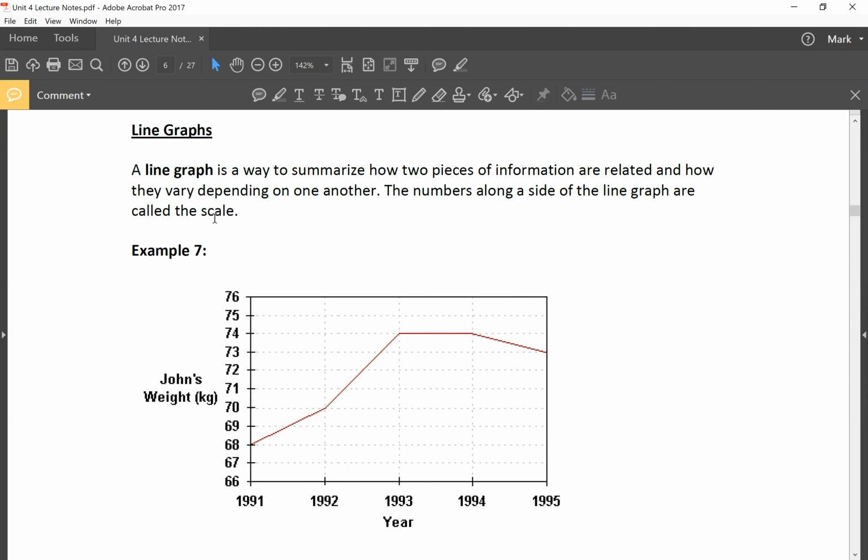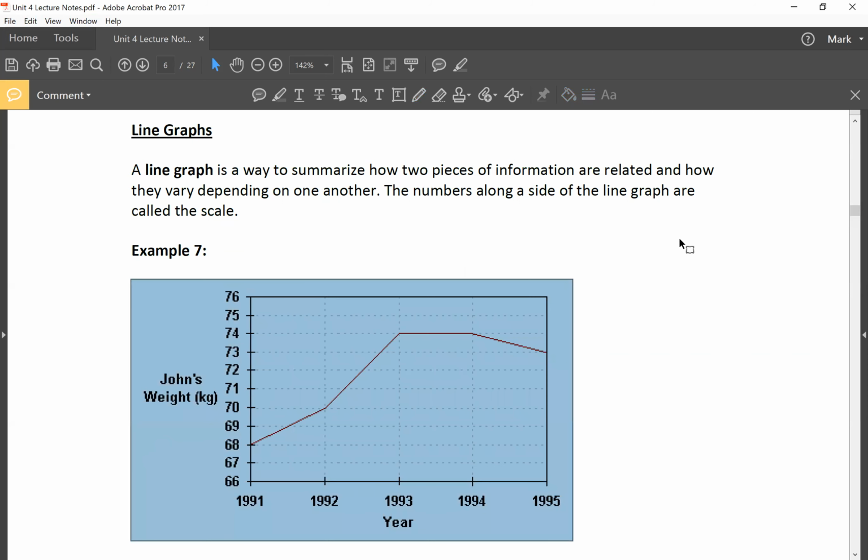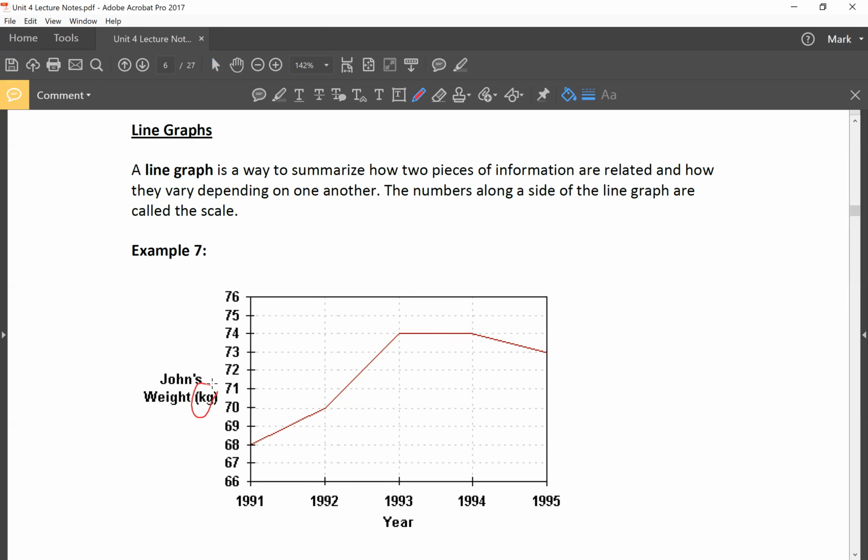Some graphs, and this ties into the concept of, I hate saying this, but fake news. Not being able to read a graph or not understanding a graph can really lead to misinformation. So, knowing how to read a graph is good for your personal life, but it's also good for understanding if something is misleading. Like, look at this example, number 7. We have John's weight here. So this is a guy's weight in kilograms.